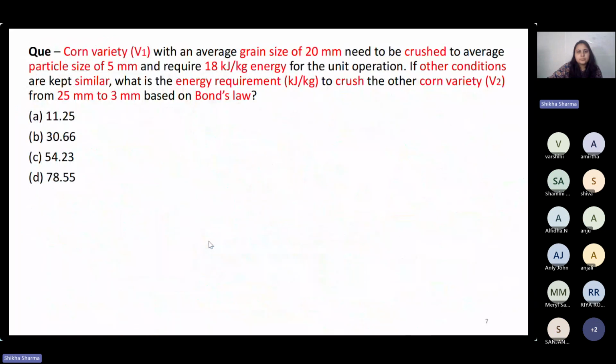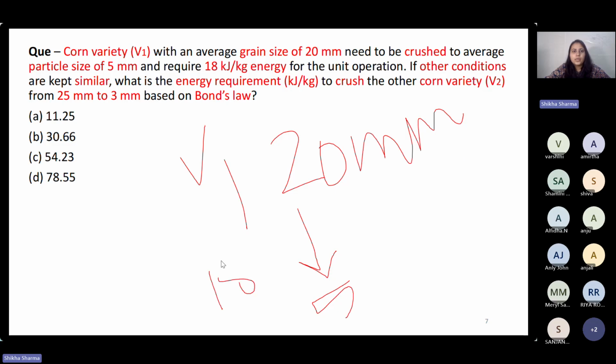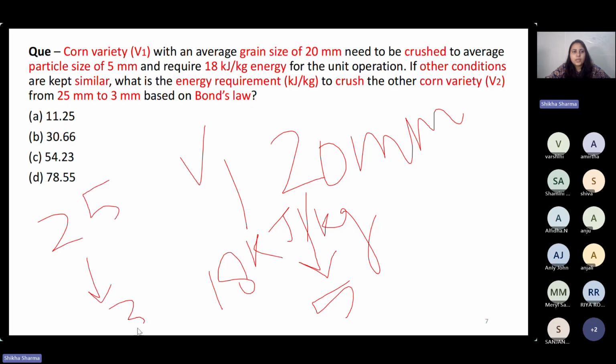Okay, let's solve this question. We have the corn variety V1 with an average grain size of 20 mm, which needs to be crushed to an average particle size of 5 mm, and it requires 18 kilojoule per kg of energy for this unit operation. If other conditions are kept constant, then what is the energy required for the V2 variety of corn if we are reducing the size from 25 to 3 based on Bond's law?